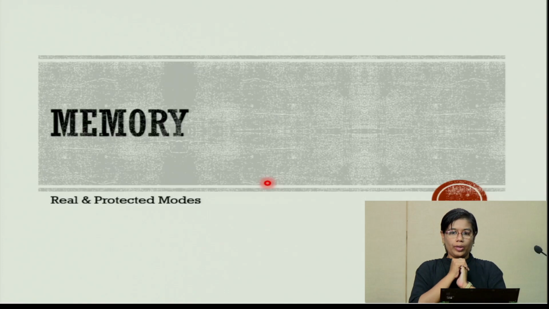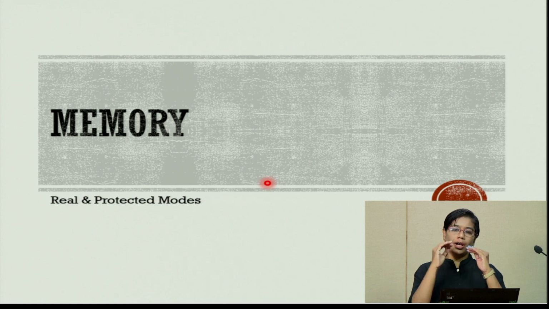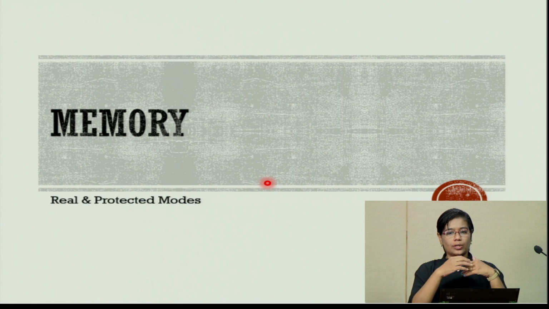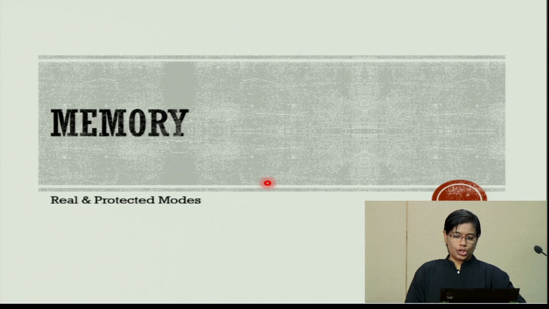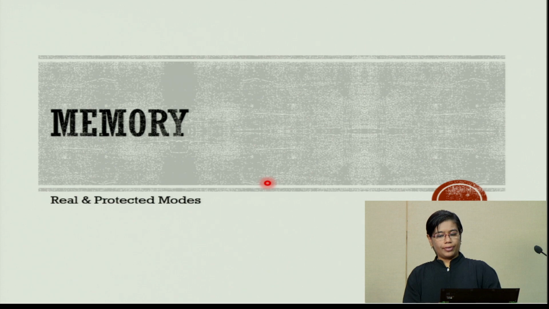So in this module, we will look at the protected mode of operation of the x86 processors. So far, whatever we have seen from module 1 to module 4, we assume that 8086 or 80286, 386, 486 are all working in the real mode of operation. So what we will attempt in this session is to see the difference between the real mode of operation and the protected mode of operation.